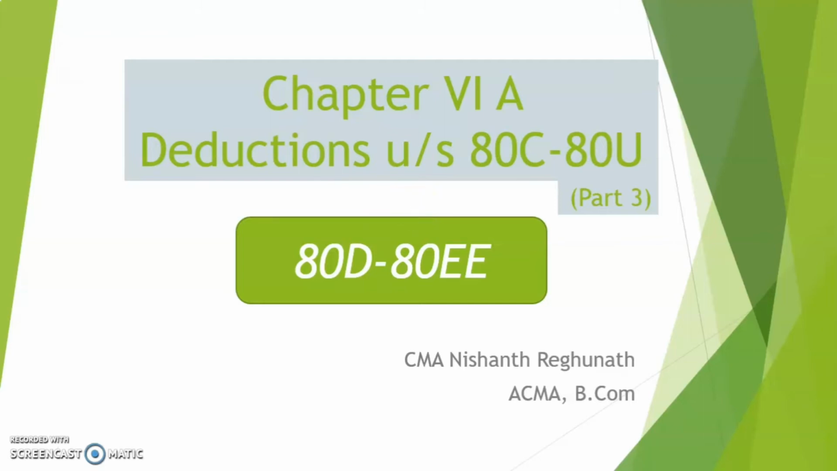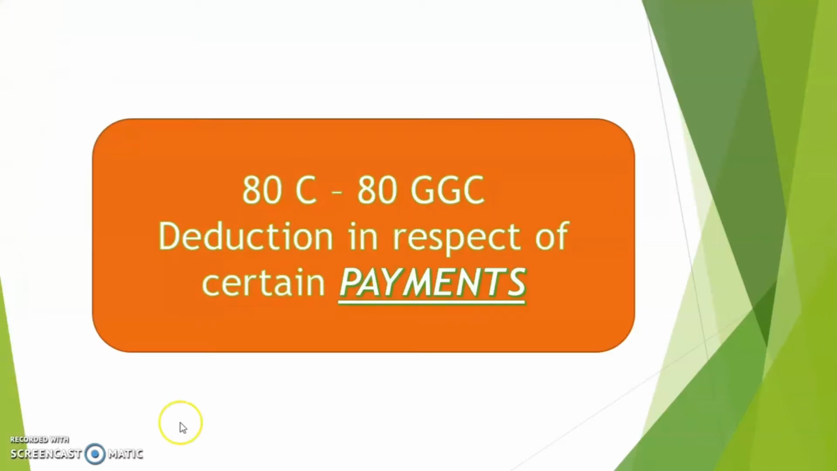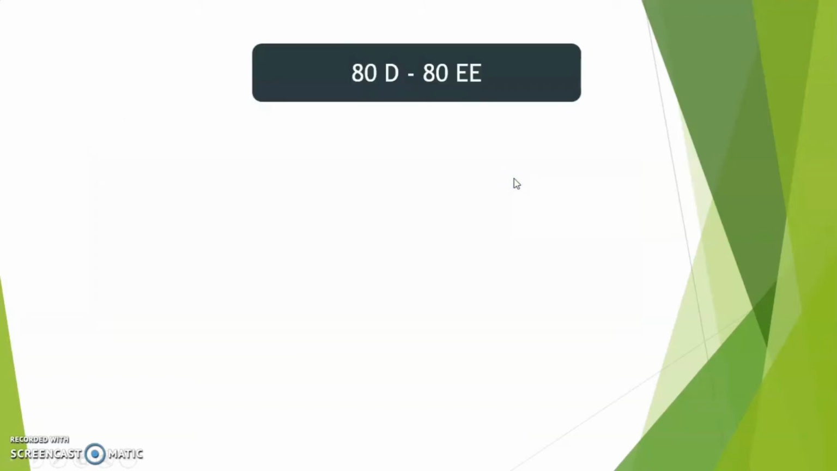In this part, we'll be dealing with the set of deductions from 80D to 80EE. Again, they are deductions in respect of certain payments which fall under this grouping of 80C to 80GGC. So let's check out a quick snapshot of the deductions that we are going to learn in this video, that is deductions from 80D to 80EE.